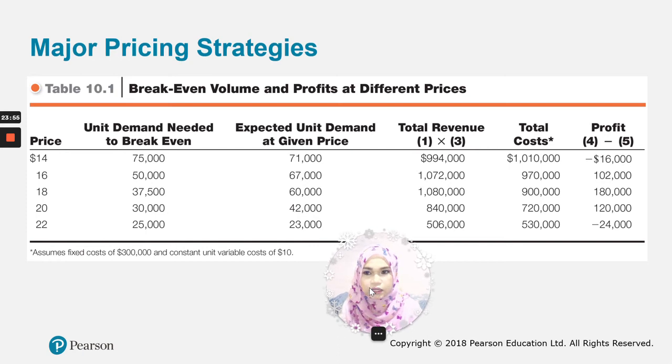Break-even pricing. This is the example you can see here. This is another example: break-even volume and profit at different prices. When you set the price at 14 ringgit, the break-even units that you need to sell is 75,000. If you set the price higher, then the units will be lower. But you have to understand that it is not necessarily so that if you put a higher price, a lot of people will demand or be willing to buy the product.